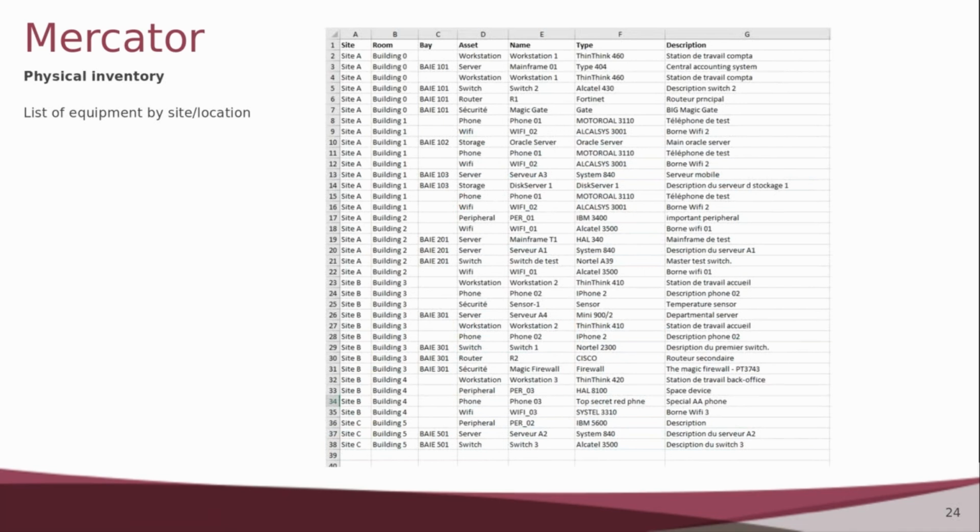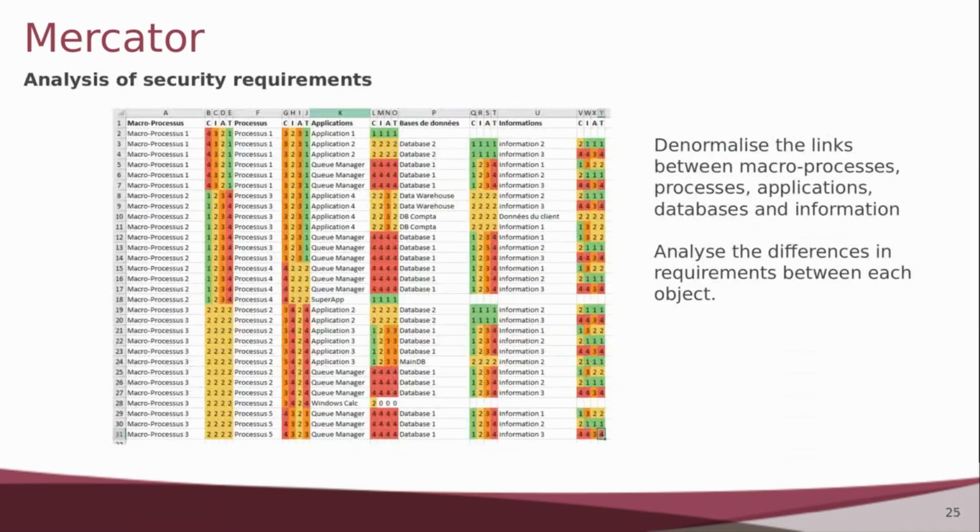Here you have your physical inventory, your site, your buildings, the base, the assets, type, description of all your elements. Here is the analysis of security requirements. This denormalizes the link between process, macro process, application, database, information, and analyzes the difference in requirement between each object to identify where we have probably not correctly placed the security requirements.